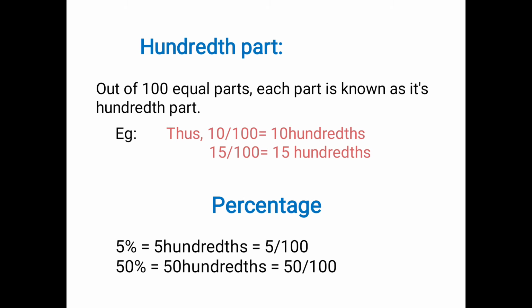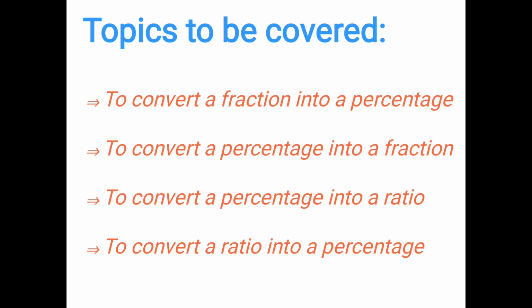Coming to the percentage, this one we have learned in the previous slide itself. 5 percent is equal to 5 hundredths, which we can write as 5 by 100. 50 percent is equal to 50 hundredths, which is 50 by 100. That's it. I'm coming to the next slide.